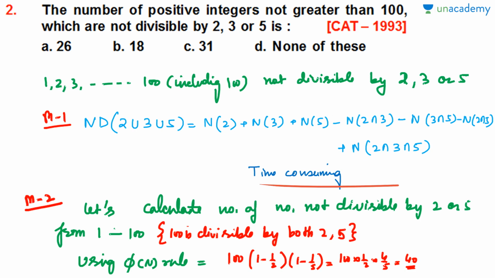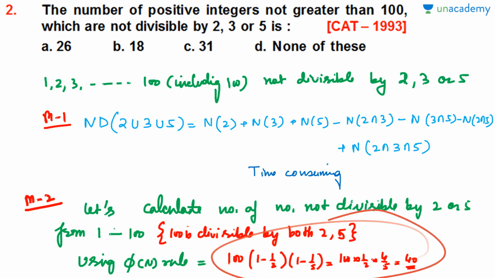Now the easier approach for this: let's calculate numbers not divisible by 2 or 5 from 1 to 100. Now this is a very interesting method. If we have to calculate numbers from 1 to 100 which are not divisible by 2 or 5, see, 100 is divisible by 2 and 5 both, so we'll apply the phi-n method. That method we have discussed in our number system course. So if you have any problem in this concept, you can watch my number system concept so that you have an idea how to approach questions like this.